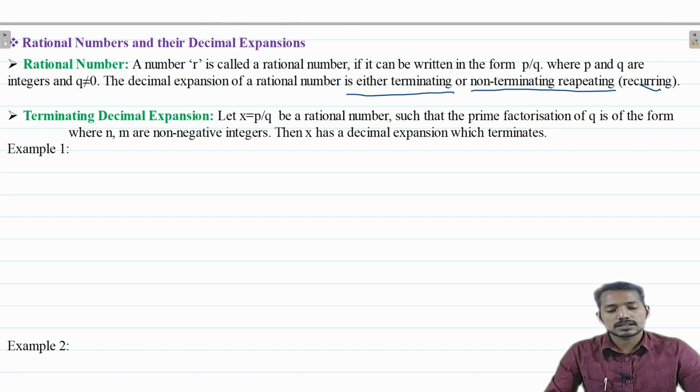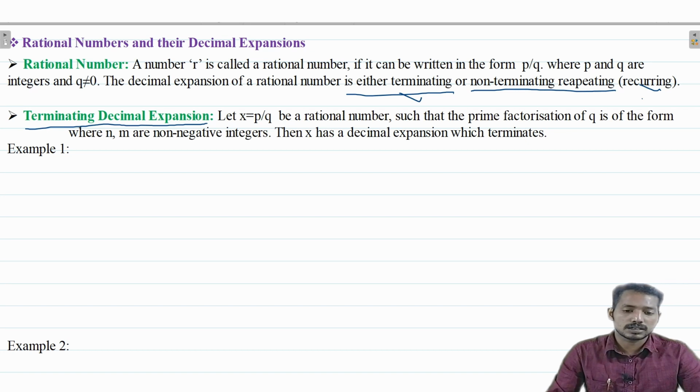So let's discuss the conditions that should be satisfied to get a terminating and a recurring decimal expansion, because two categories are there, so there will be some differences in such types of rational numbers. So what is the first condition we are going to discuss? That is the terminating decimal expansion.